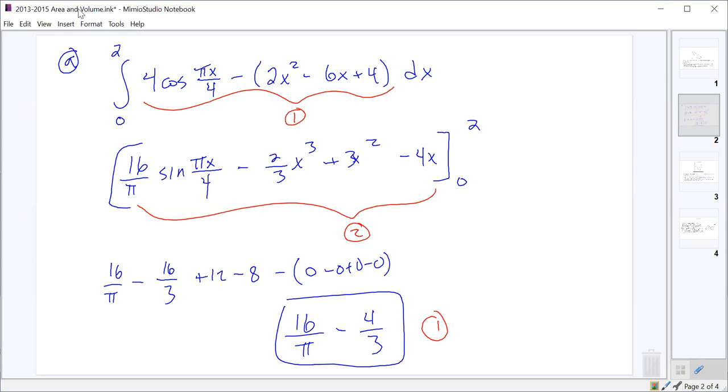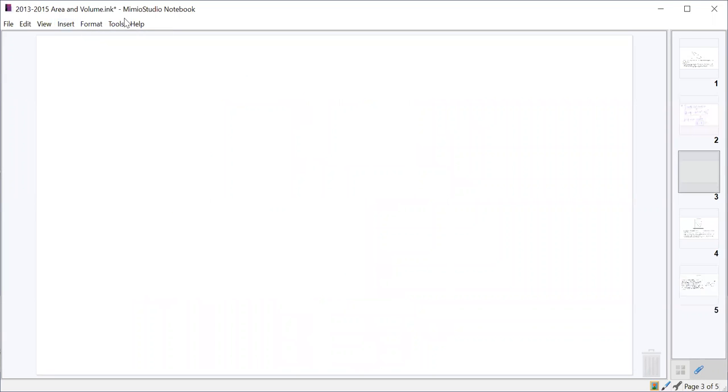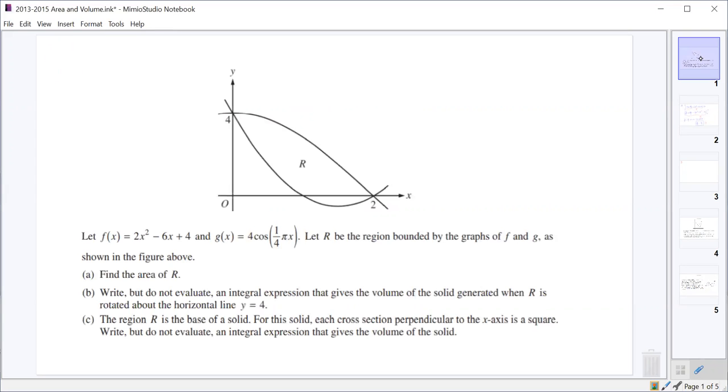Any other questions, anyone? All right, let's take a look at part B. So part B, we want to write but not evaluate an integral expression that gives the volume if we take this and revolve it around the line y equals 4.